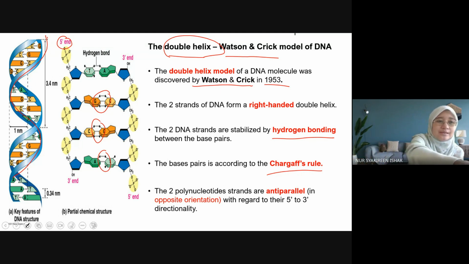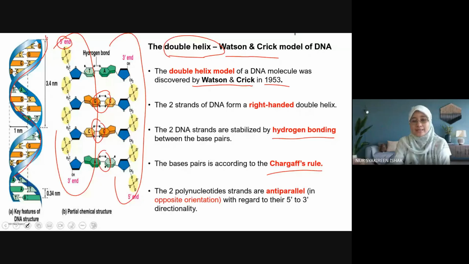As you notice, the 2 DNA strands are running in opposite directions, anti-parallel. The two polynucleotide strands are anti-parallel, in opposite directions with regards to their 5' to 3' directionality. Okay, 5 to 3. Kalau one strand, kalau saya nak draw kat sini, dia start dengan 5, akhir dengan 3. Arrow dia ke sini 3. Kenapa arrow? Sebab ada OH kan.